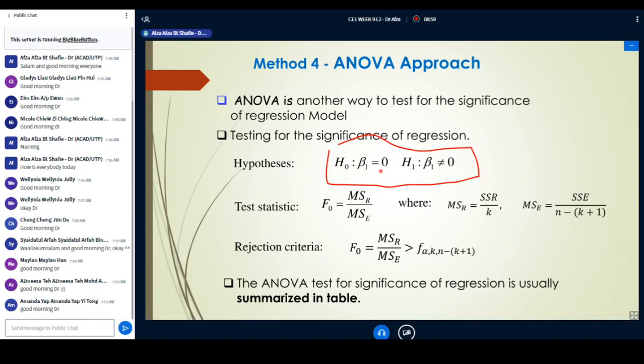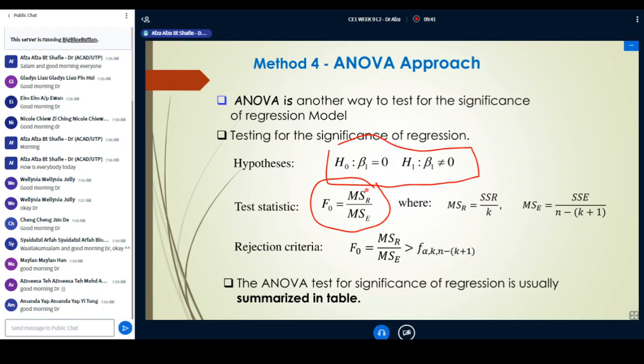Okay, we don't put the hat here because we are not testing for the sample beta. We are testing for the population beta, that means the actual value of the beta. So we put here beta 1 is equal to 0 against beta 1 not equal to 0. Okay, so again, it's still the F ratio that we're looking at. Remember the ANOVA is a table. So what is the F ratio? The ratio will be between the mean square, the variance, between the predicted Y with respect to the overall average, and the observation minus the predicted.